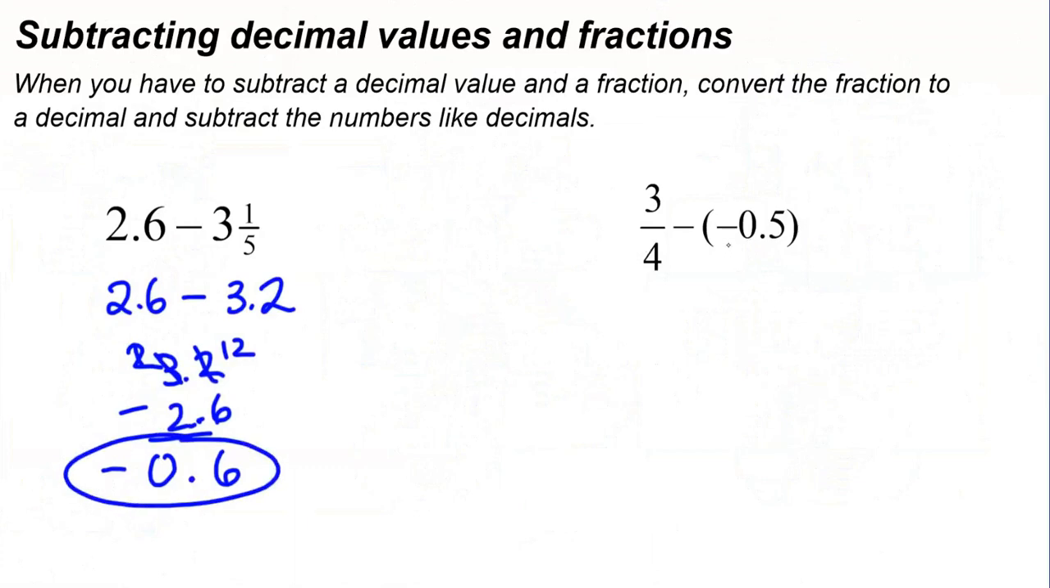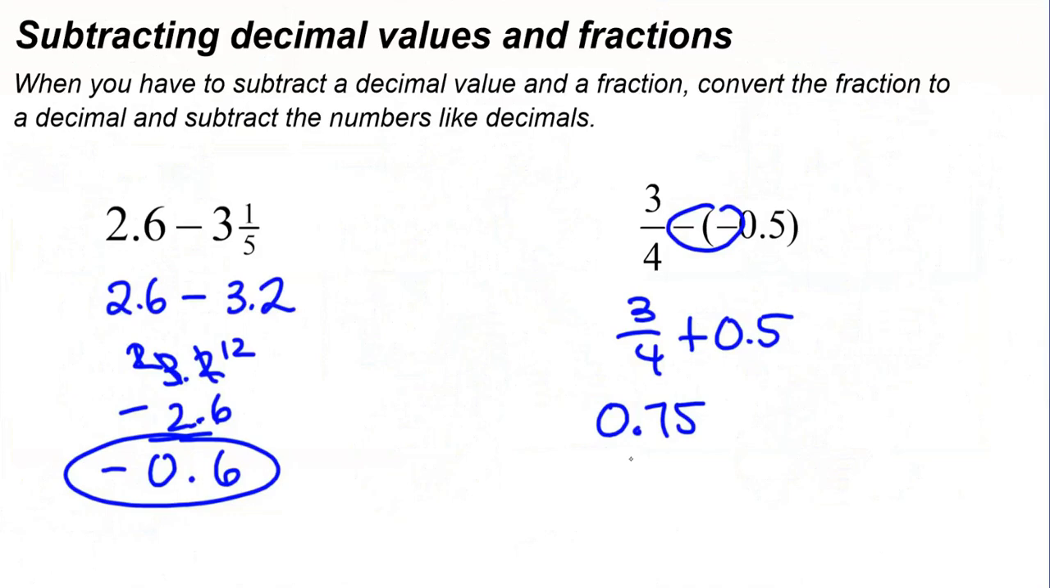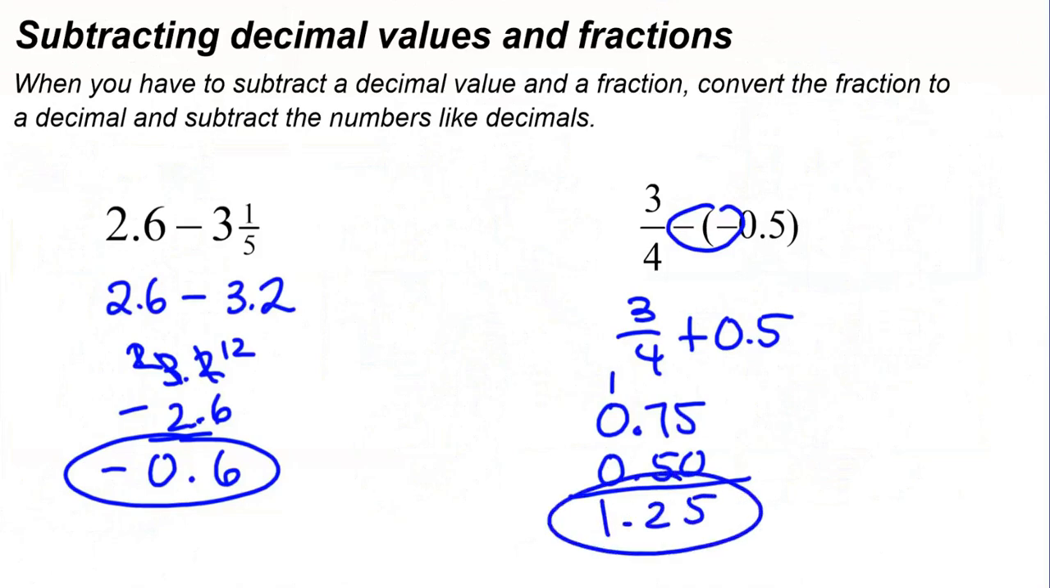3/4 minus a negative 0.5. Again, I'm taking away a negative. That's like addition. So I have 3/4 plus 0.5. And if I write these as decimals, 3/4 is 75 hundredths plus 0.50. That gives me 1.25, positive 1.25. And that is subtracting rational numbers.